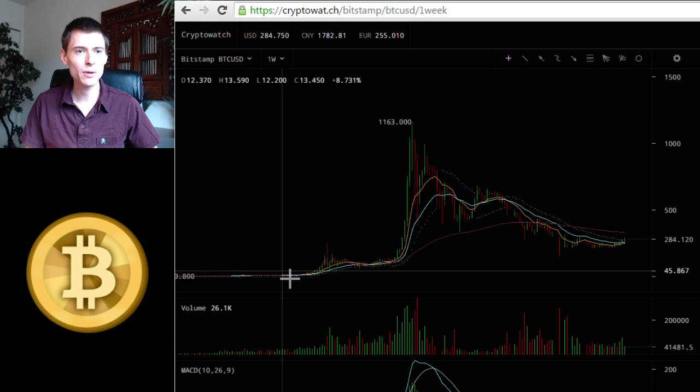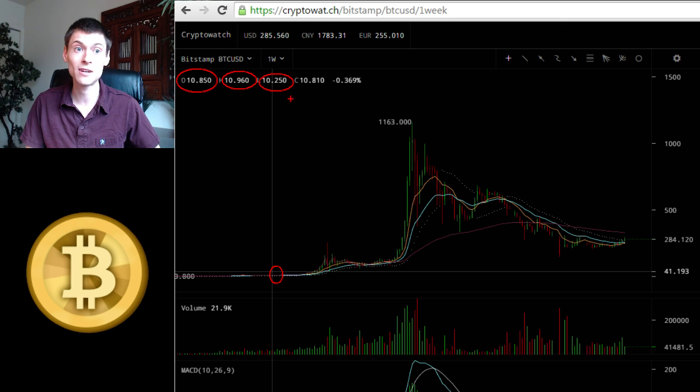Down back here before this big bubble, the price is about $10. Let's see, right here. The price is $10. This is the opening price, $10. The high price was $10.96. The low price was $10.25. This is for this specific candle, and I don't even know what that means. Not that I care. So it was $10 here, and it jumped up to $100 here.